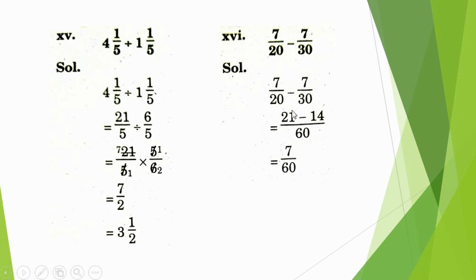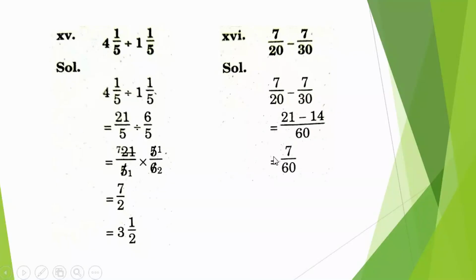Question number 16, 7 over 20 minus 7 over 30. Take the LCM is 60. 20 3s are 60, 3 sevens are 21. 30 twos are 60, 2 sevens are 14. When we minus 14 from 21, answer will be 7 over 60.